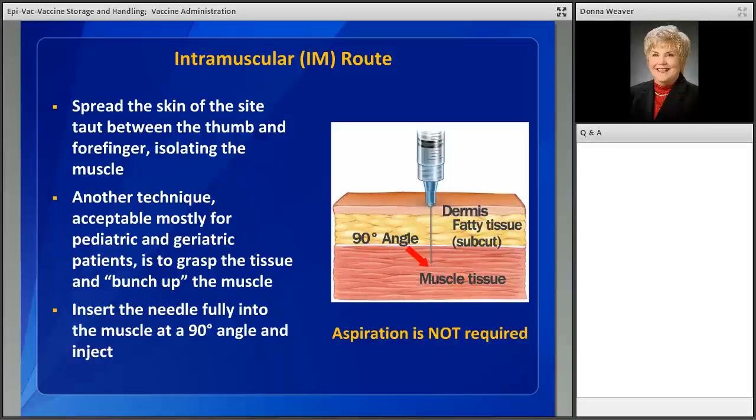The needle gauge is typically a 22 to 25 gauge needle. The needle should be long enough to reach the muscle and prevent vaccine from seeping into subcutaneous tissue, but not so long that the needle would strike underlying nerves, blood vessels, or bone. And it's important for the healthcare provider to be familiar with the anatomy of the area where the vaccine will be injected.